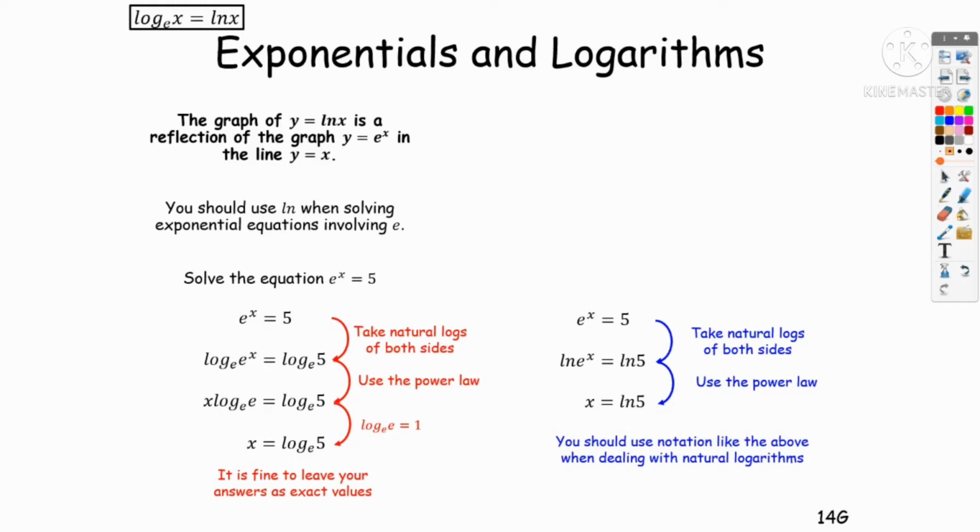We use notation like the above when dealing with natural logs. Now, it is fine, you can use the method in red, but the method in the blue is a bit quicker because you don't have to write out as much. You don't have to write the base every time. So, you won't get marked down for the left hand side, but it is recommended that you use the right. Okay.